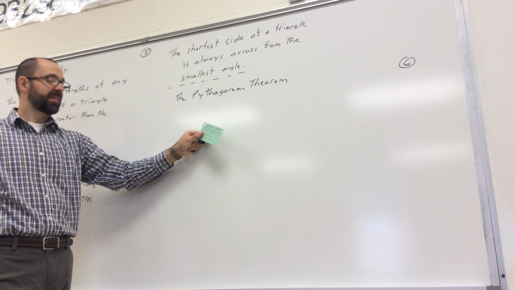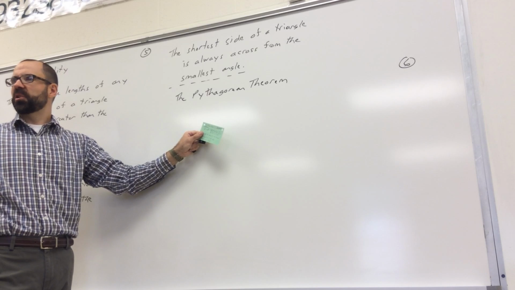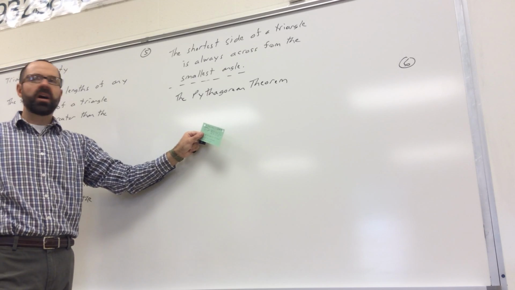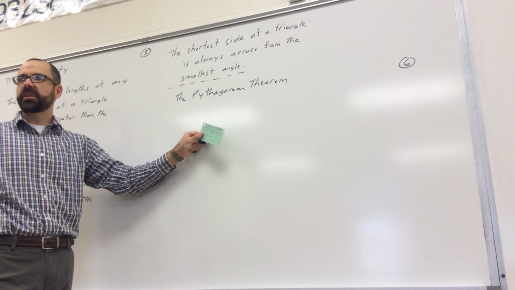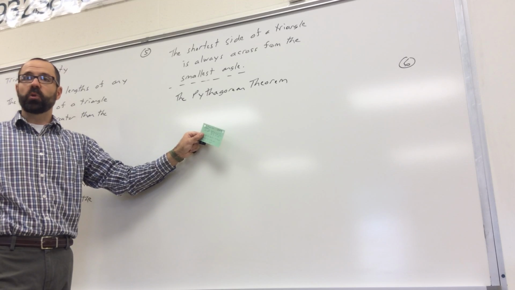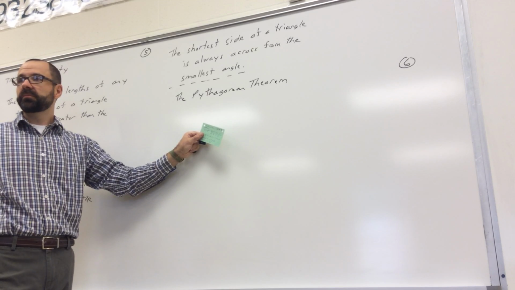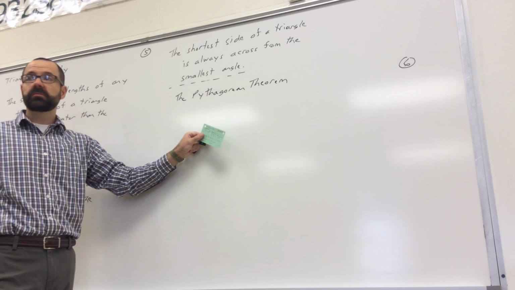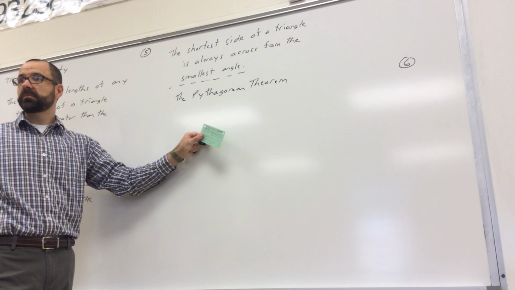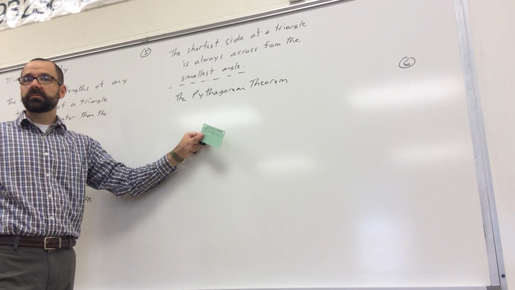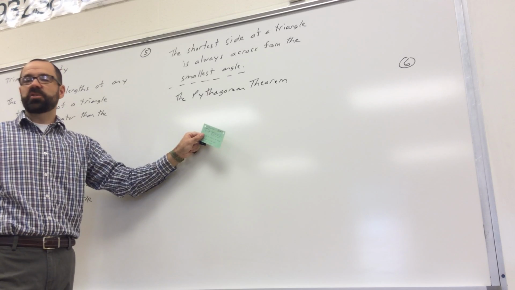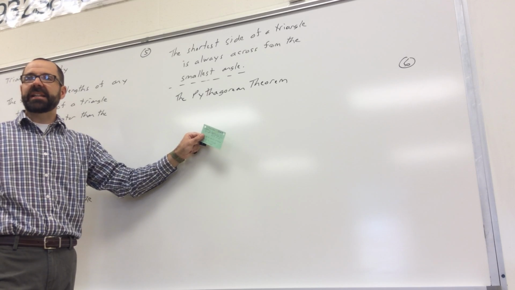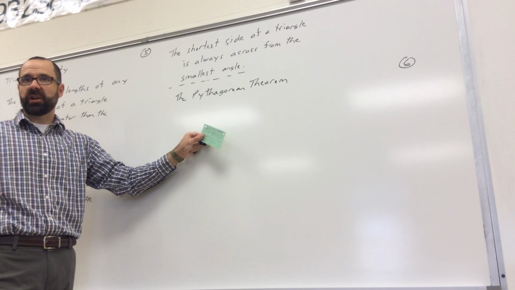So I think you've heard of the Pythagorean Theorem before. What kind of triangles does the Pythagorean theorem work on? Can you use it on any triangle? It turns out it only works on a triangle that has a 90-degree angle. It only works on a right triangle.